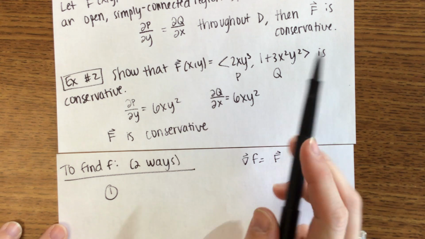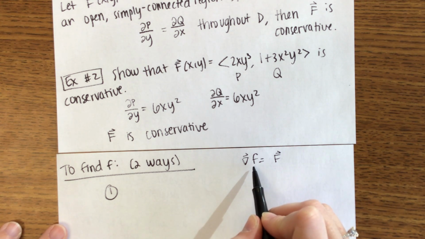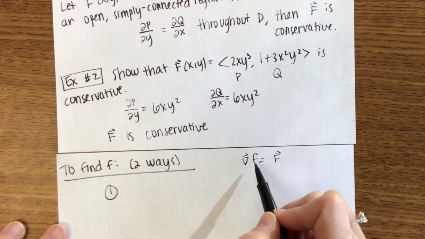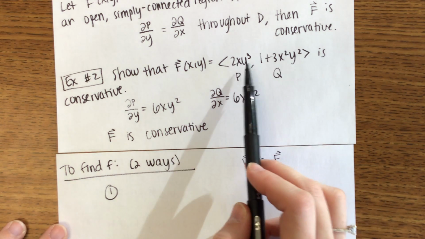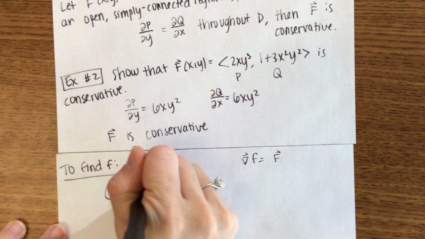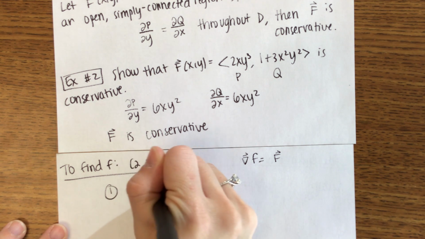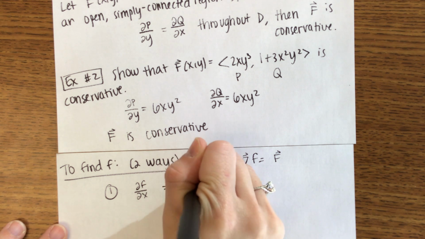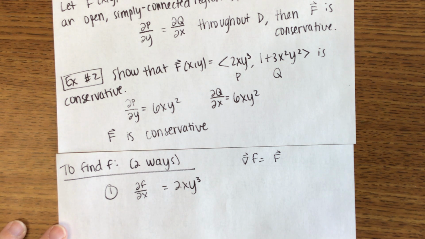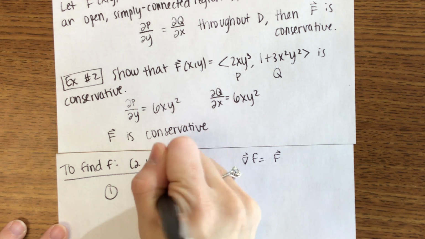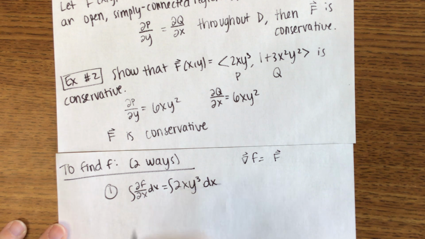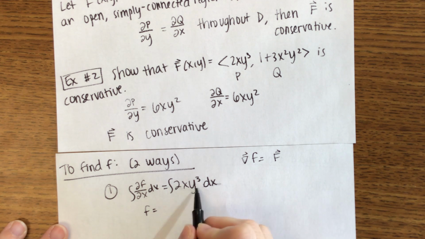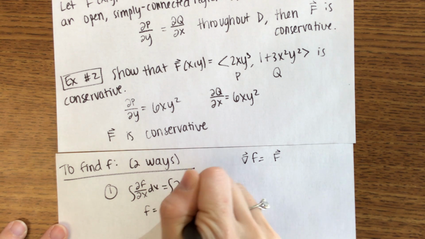So this, then, is the derivative of little f with respect to x. This is the derivative of little f with respect to y. Pick one of those to start with. I'm going to start with the first one. So we know that the partial of f with respect to x is equal to that 2xy cubed. So we're going to integrate with respect to x. If we integrate with respect to x here, we get x squared y cubed.